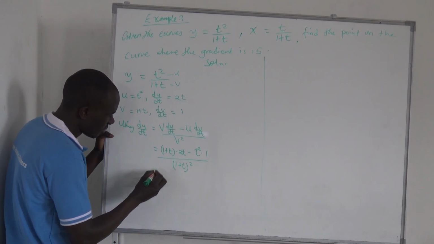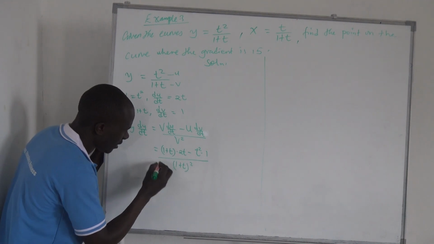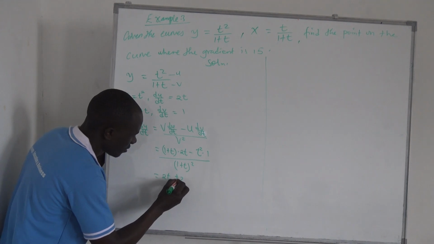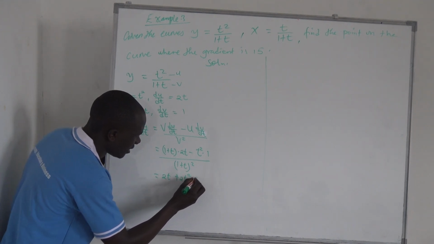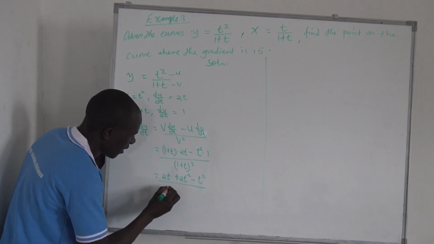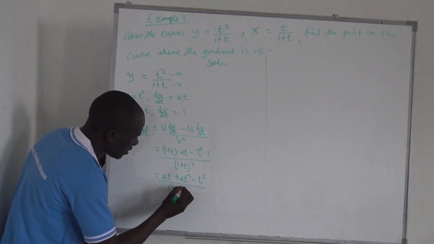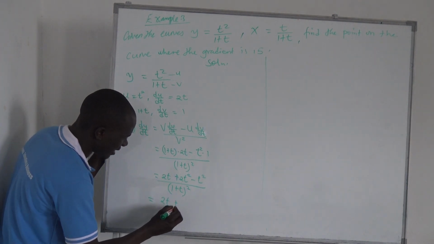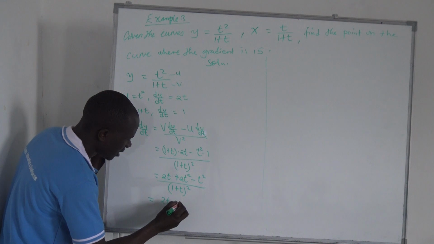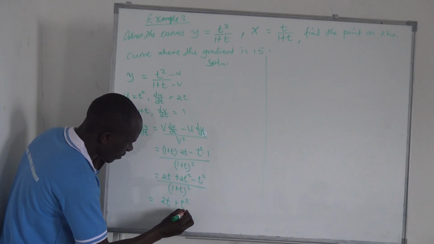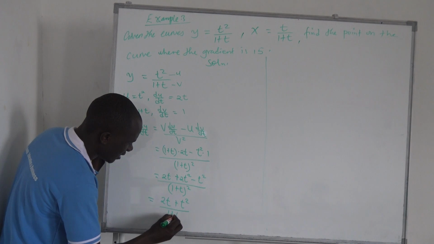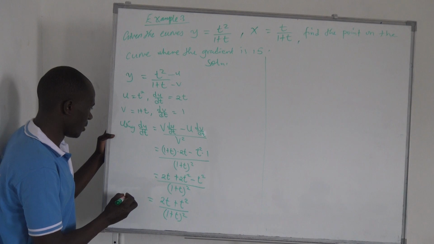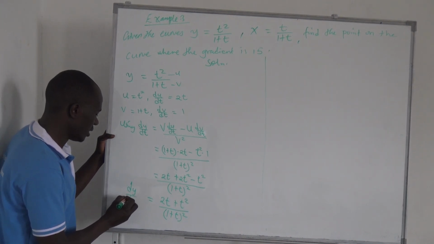What do we get when you multiply? We open the brackets and we are getting 2t plus 2t squared minus t squared all over (1 plus t) the whole of it squared. What does it become? It becomes 2t plus t squared all over (1 plus t) the whole of it squared. If you want to factorize out, no problem. So this is our dy/dt.